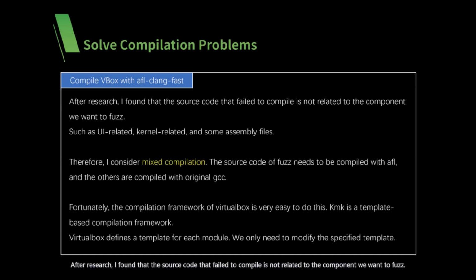After research, I found that the source code that failed to compile is not related to the component we want to fuzz, such as UI-related, kernel-related, and some assembly files. Therefore, I considered mixed compilation. The source code to be fuzzed needs to be compiled with AFL++, and the others are compiled with the original GCC.